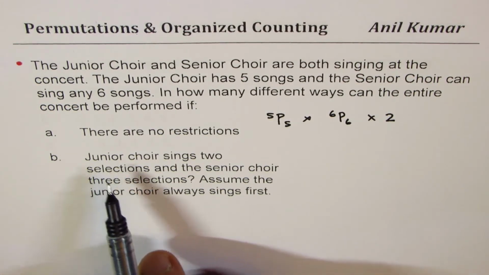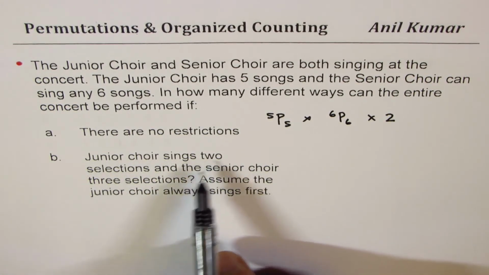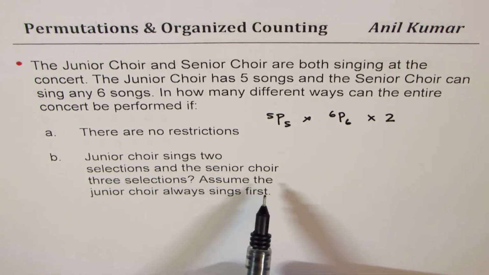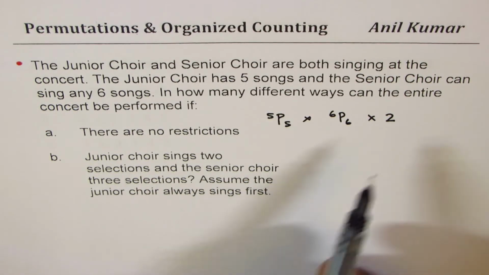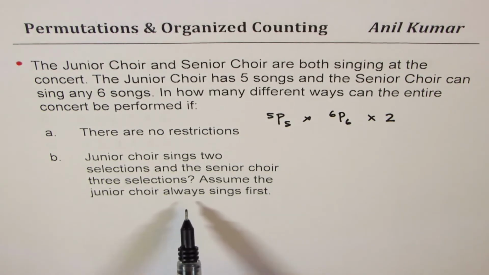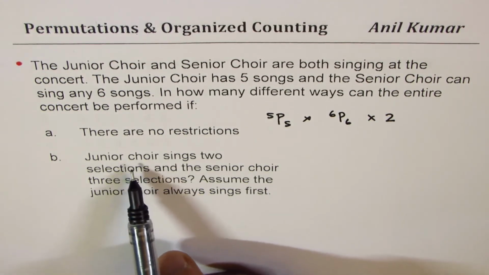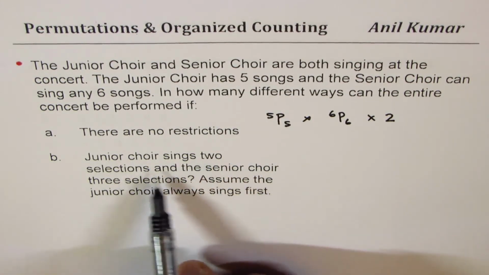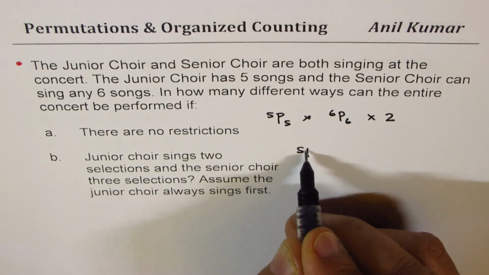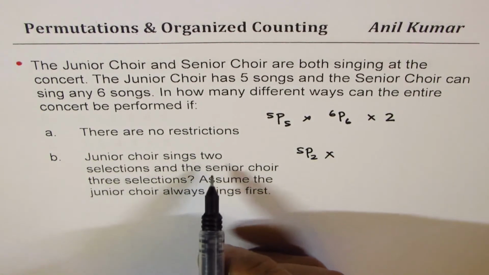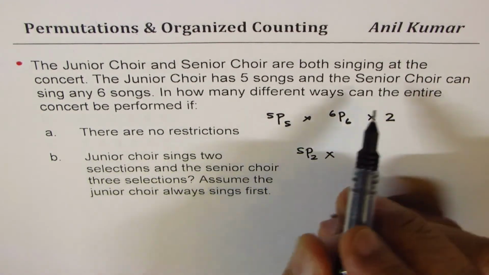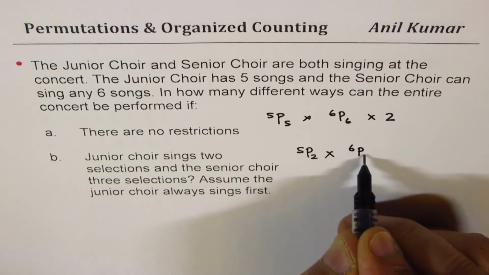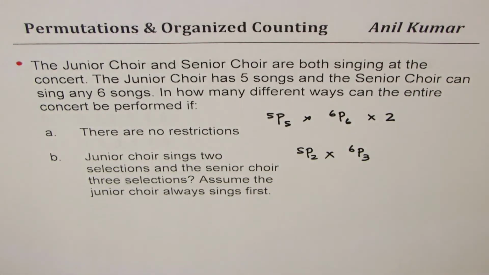Part B is junior choir sings 2 selections and senior 3 selections. Assume the junior choir sings first. So we will not multiply by 2 since we know the juniors sing first. And they are not singing all of them. Out of 5, 2 selections, right? So that means 5P2 times the senior ones are 3 selections out of 6, so 6P3. So those are the answers for us.